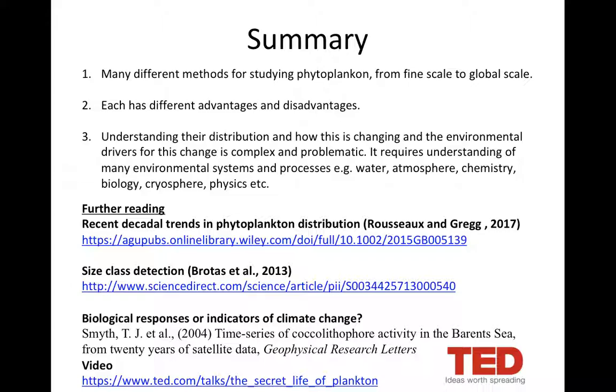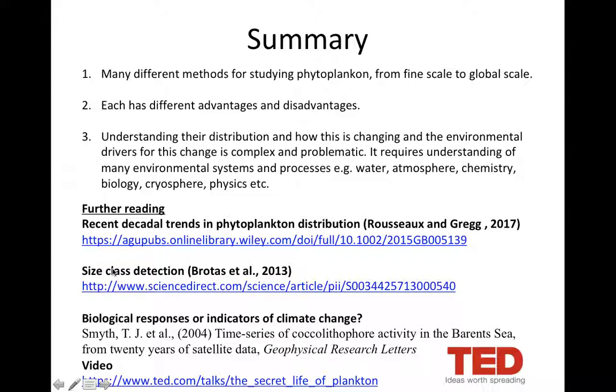And clearly, in the examples I've shown at the end there, understanding the distribution of phytoplankton and how these are changing is a challenging and complex issue. It does require understanding of lots of different environmental systems and processes. So if you want to study plankton, for example, you also need a good understanding of ocean physics. And if you want to study the impact of the plankton, then you may need an understanding of exchange between the ocean and the atmosphere, and therefore some understanding of chemistry. So all of this work is clearly interdisciplinary.